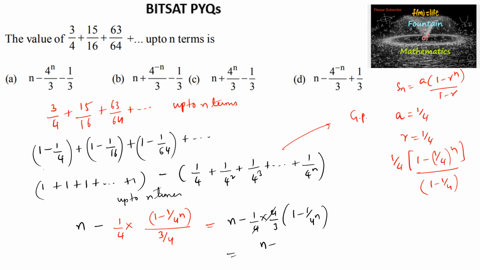Which is n − 1/3 × (1 − 4⁻ⁿ), or we can also write n − 1/3 + 1/3 × 4⁻ⁿ, or 4⁻ⁿ we can take to the numerator, 4⁻ⁿ divided by 3. So we can go with option B. Option B is the answer.